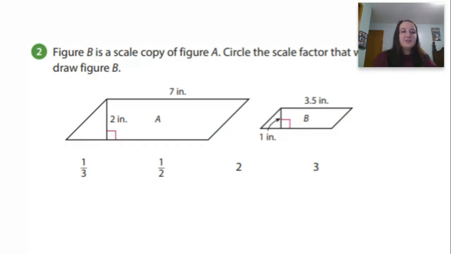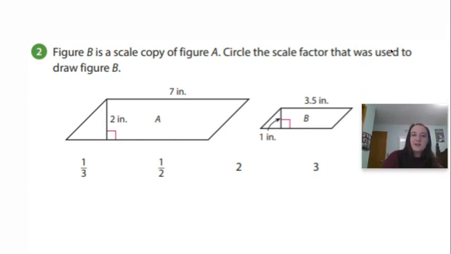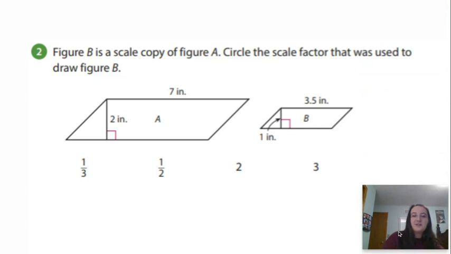Then for question 2, it says figure B is a scale copy of figure A. Circle the scale factor that was used. So remember, this is your original figure, and this is your new figure. So you need to do your new divided by your original to find your scale factor based upon the corresponding parts.